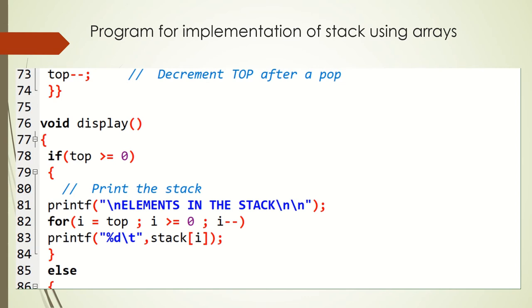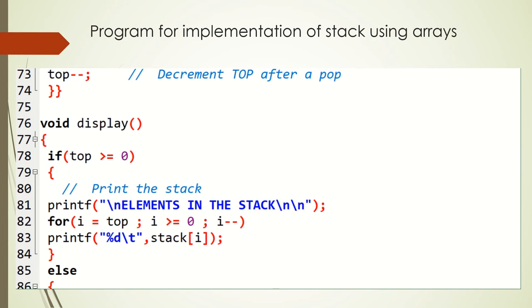Next is the display operation. Void display, if top greater than or equal to 0. Here 0 is the index value of the stack, which means at least one element should be present in the stack to traverse it, otherwise we can't display the elements. Printf elements in the stack. I equal to top. Here I is the index and it is the topmost element in the stack.